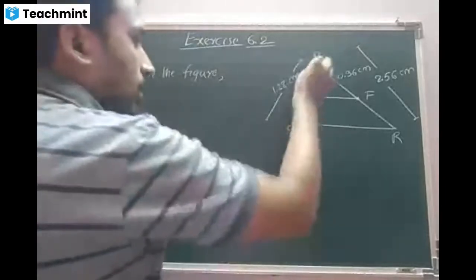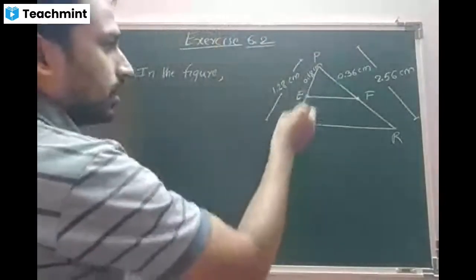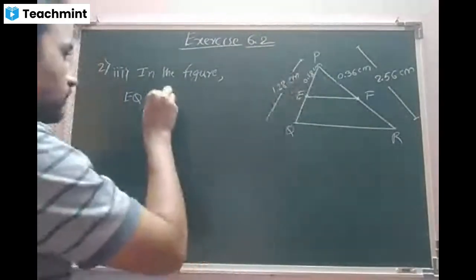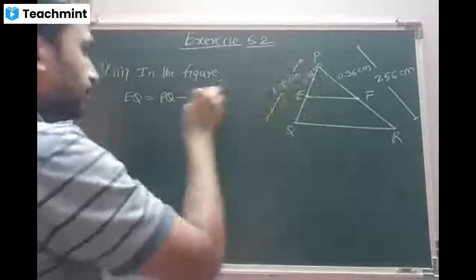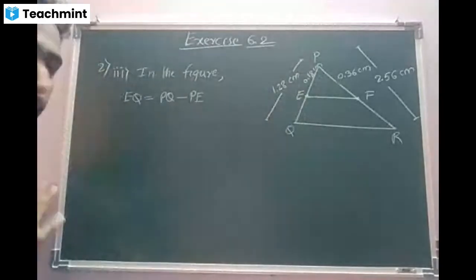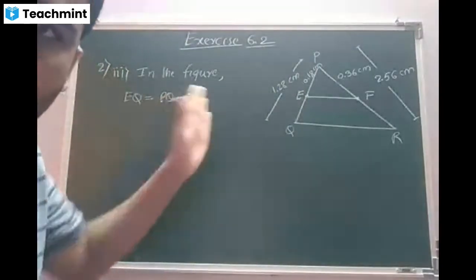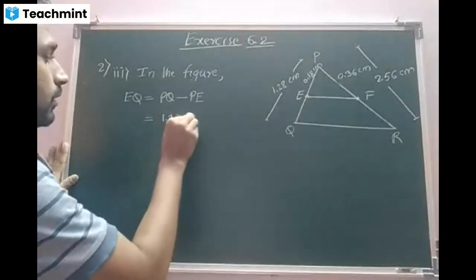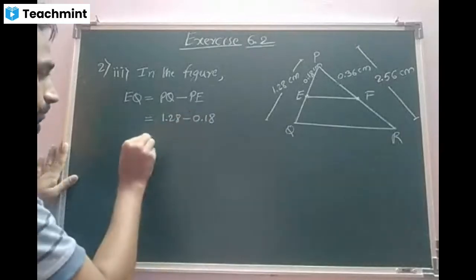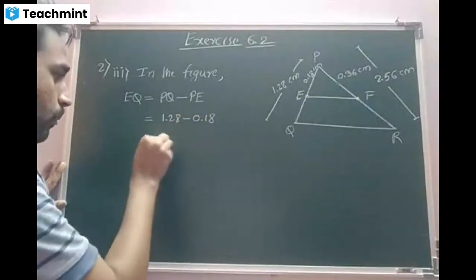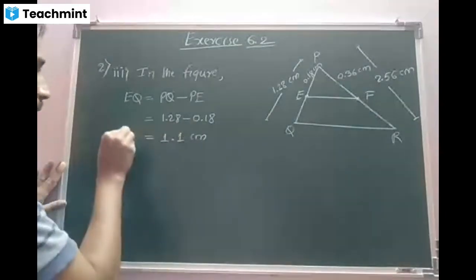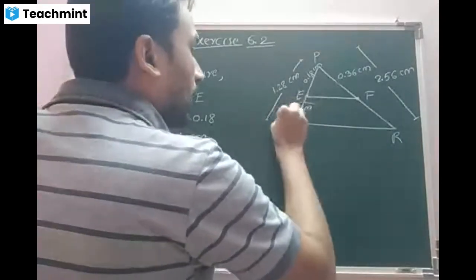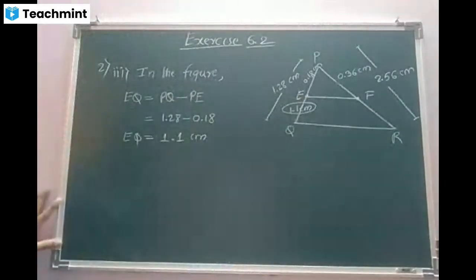So let us write the same thing. In the figure, EQ is equal to PQ minus what, beta? PE, sir. If I solve it, tell me the answer. In 1.28, remove 0.18. How much? 1.1, sir. 1.1 is our answer. So we got the value of EQ, 1.1 centimeter. We have calculated it, beta, so I'm making a round mark. Okay. Next.